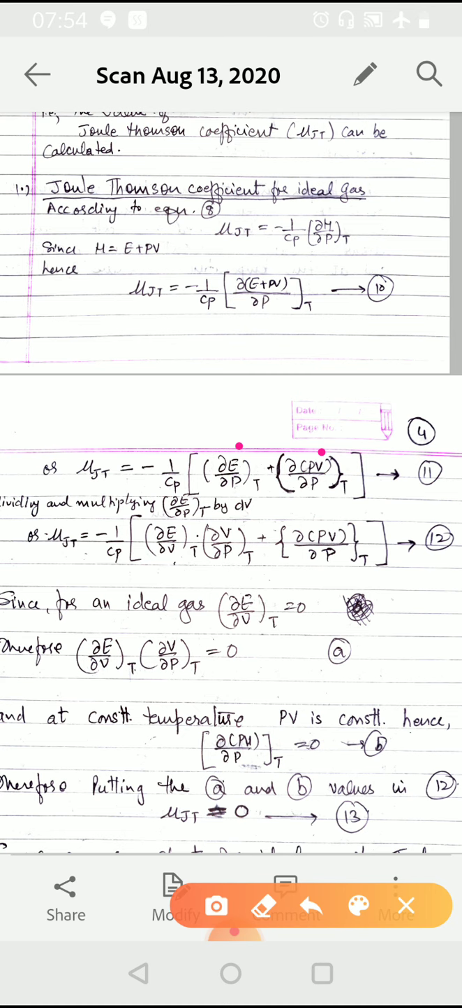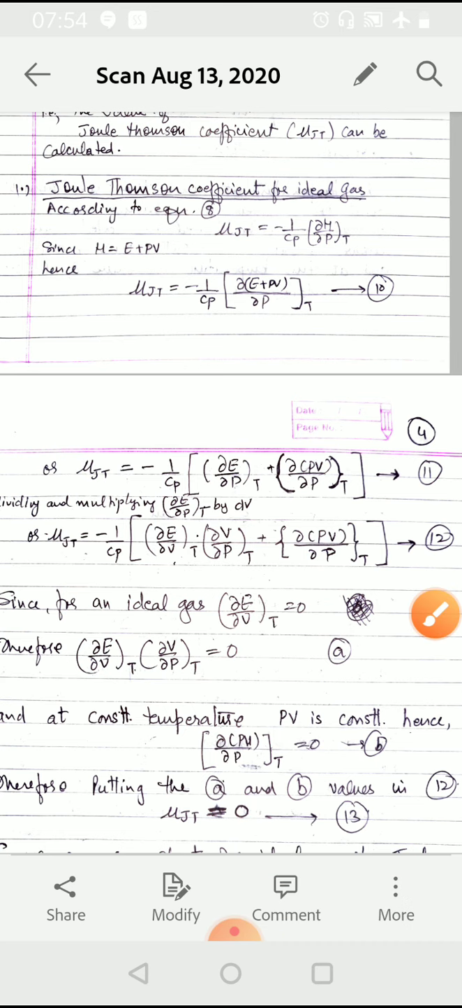Now dividing and multiplying the term (∂E/∂P)T by ∂V, we get the equation μJT = -(1/Cp)[(∂E/∂V)T (∂V/∂P)T + (∂(PV)/∂P)T]. Since for an ideal gas (∂E/∂V)T is equal to 0, that is, the Joule coefficient is 0, the term (∂E/∂V)T (∂V/∂P)T becomes 0.